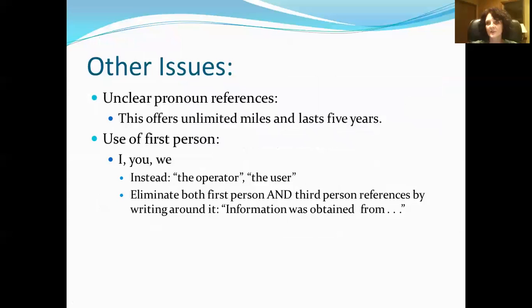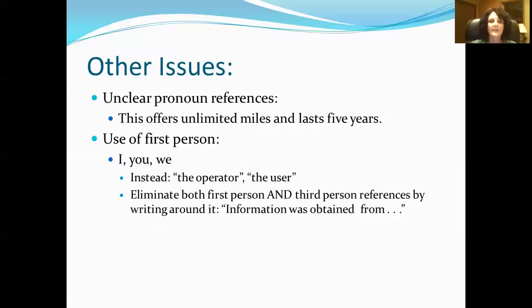Some other issues that we were coming across were unclear pronoun references. So in other words, using words like this when it's unclear what this is referring to. So always make sure that there is a noun in your sentence so that we know what that pronoun is referring to.